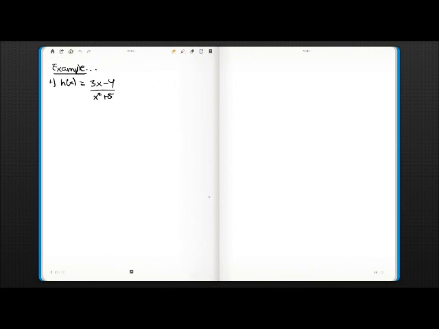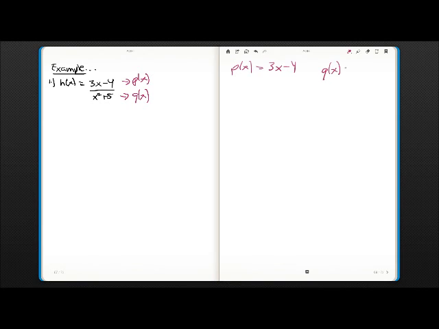So next is the example, and the example that we have here is h of x equals 3x minus 4 all over x squared plus 5. So let's say that the top is p of x and the bottom is q of x. I'm going to write it here. p of x equals 3x minus 4, and q of x equals x squared plus 5, and I'm going to substitute it with p of x and q of x. So p of x over q of x.